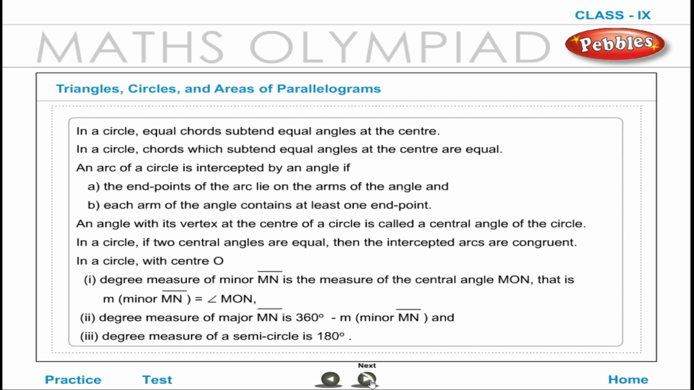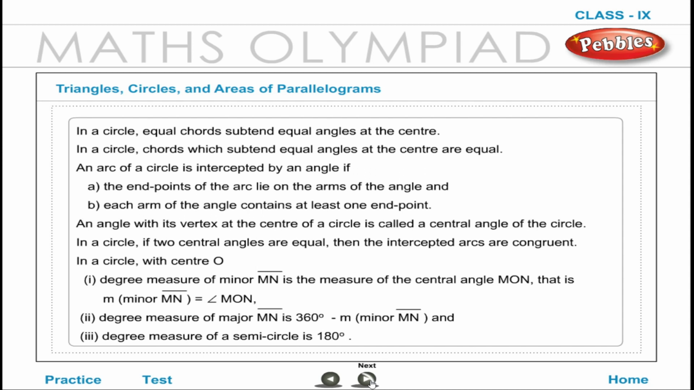An angle with its vertex at the center of a circle is called a central angle of a circle. In a circle, if two central angles are equal, then the intercepted arcs are congruent. In a circle with center O, the degree measure of minor arc MN is the measure of the central angle MON, that is, m(minor arc MN) is equal to angle MON.